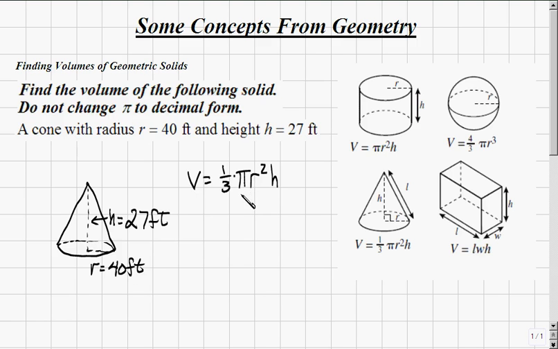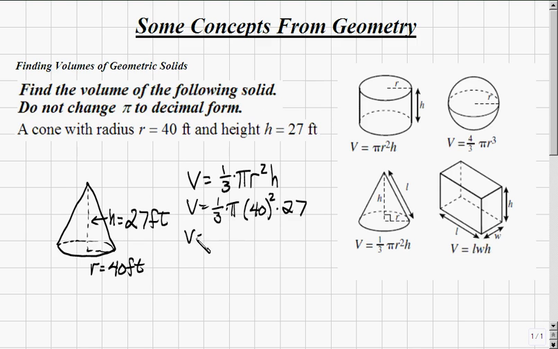So, let's plug in r equaling 40 feet and h being 27. This will become 1/3 times pi times the radius, 40, squared times the height, 27. Next, let's find what 40 squared will be, and then also we'll multiply 1/3 by 27. We see a trick here, and we'll write the symbol pi at the very end of the problem and leave this answer in terms of pi.